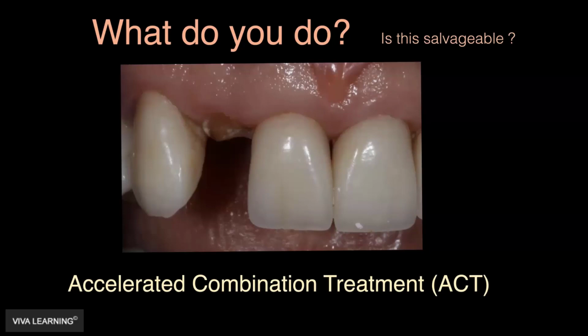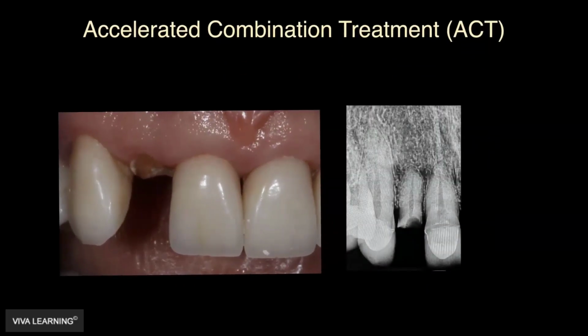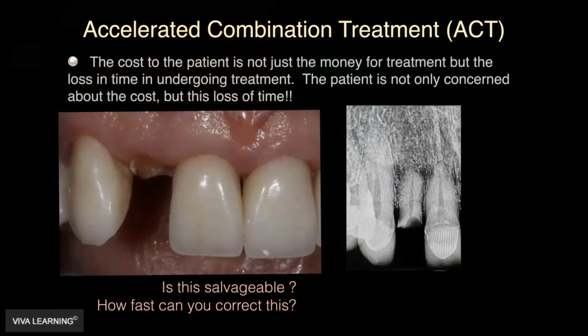So some people may say this is not salvageable, but let's see what's possible here. So this is what it looks like. And you can see here how the tooth is broken off at the gum line. But there's no mobility. Can we give it some life? Can we, in fact, treat this? Because there are so many patients for whom it's not just about the cost of money for treatment, but the loss in time in undergoing treatment.